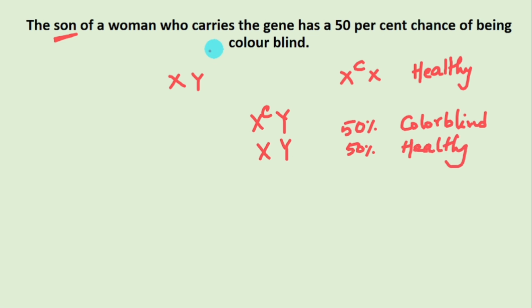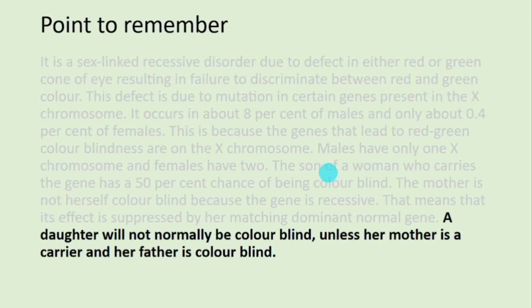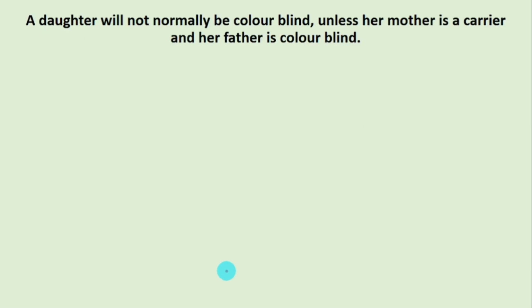Okay. So remember one thing, these kinds of scenarios will just give you the probability. In reality, it is possible that all sons born to this couple are healthy. This is also possible. So possibility and probability are two different things. Then the second scenario: a daughter will not normally be colorblind unless her mother is a carrier and her father is colorblind. So let's work on this.